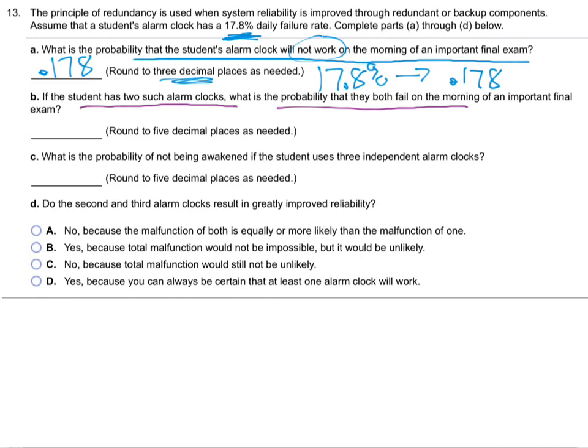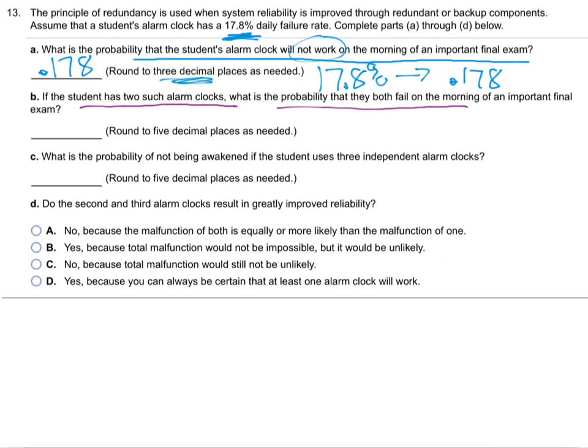So when they're saying, okay, there's a 0.178 chance of failure. So if you have 2 alarm clocks, what's the chance they're both going to fail? They'll both not go off. Pretty low, huh? That would help, wouldn't it?